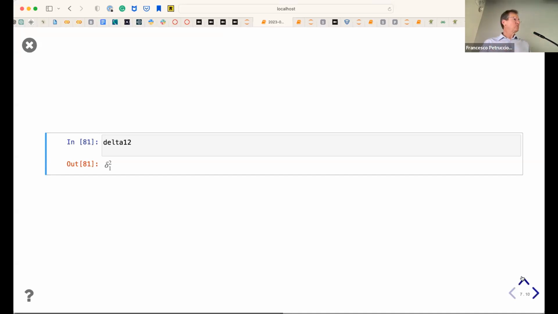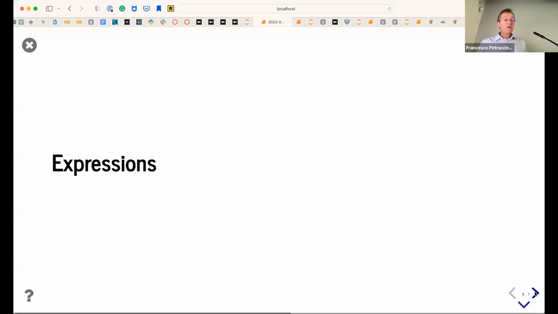So far the important lesson was symbols. You can use Greek letters, superscripts, and subscripts. Now, what do we do with symbols? With symbols, we want to create mathematical expressions.